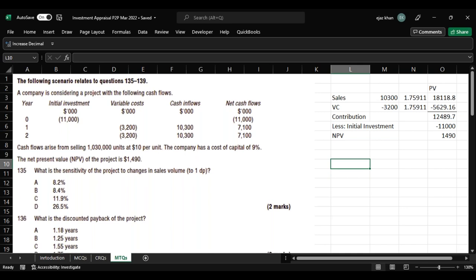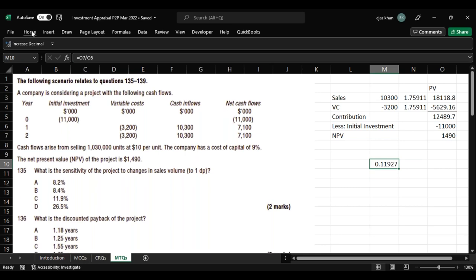Whenever you have to calculate the sensitivity of the project towards the sales volume, remember we should be picking up NPV and dividing it by the present value of the contribution. Because if the sales volume goes down, it will not only affect the revenue figure, it will also reduce the variable cost figure as well. Therefore, we should always pick the net of these two, which is the contribution figure. So the present value of contribution should be used while calculating the percentage of sensitivity with regards to sales volume.